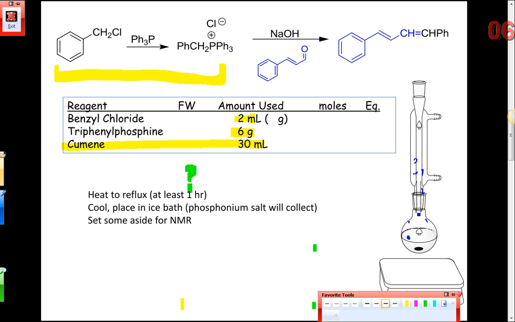Once you're done with this, you can just cool it to room temperature, and then place it in an ice bath. Your phosphonium salt will be formed in this first step, and that will crash out. This is real easy to collect. Everyone should get a great yield from this. Take a little bit of it and set it aside for the NMR. For time's sake, we're going to need to work pretty quickly through the next couple of steps.